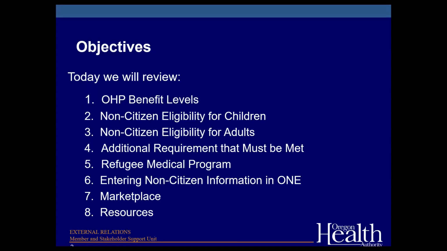The objective of today's module is that we will review a couple things related to immigration when it comes to the Oregon Health Plan. First, we will provide the OHP benefit levels. We will then share and talk about what non-citizen eligibility for children is, as well as what non-citizen eligibility for adults is. We will provide what additional requirements must be met.